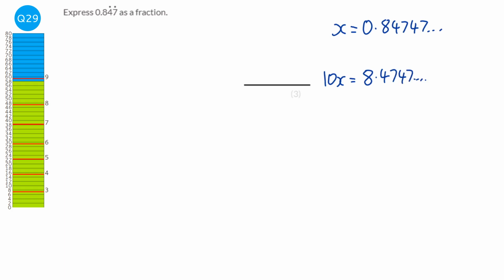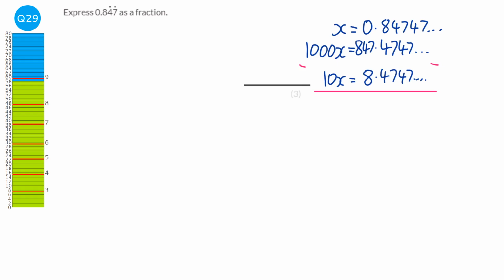And what I want to do now is bring forward one of the occurrences of the recurring pattern, so the 4 and the 7, just one of them. So we're going to times it by 1,000, we'll find out 1,000x, and so it would be 847.4747, etc., etc. Next, I'm going to take away everything.